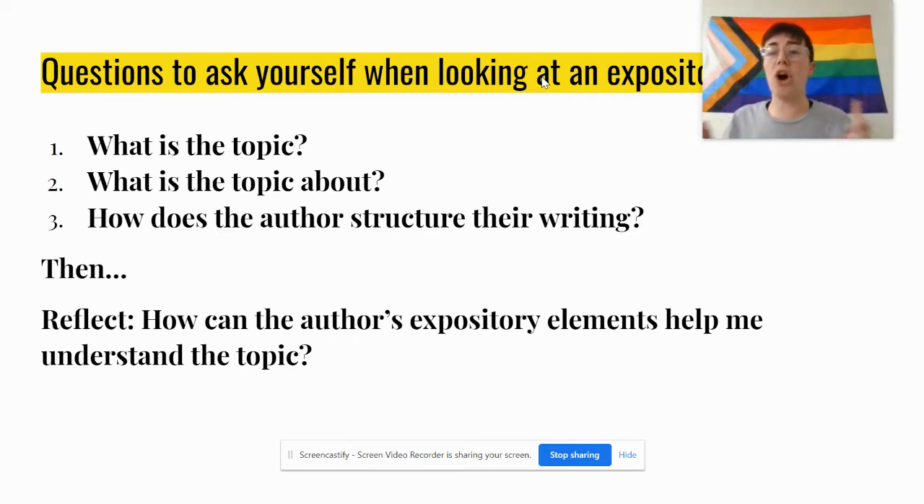And then after all of that has been figured out, then I can ask myself the deeper questions, to go deeper and ask myself, how can this writer or author's expository elements help me to better understand the topic and further my learning on something? We're going to be looking at one very specific example shortly.